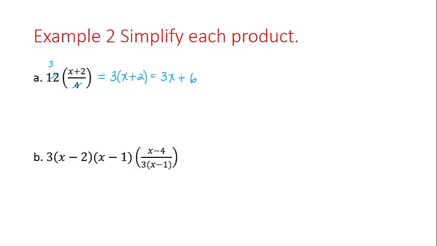If we have 3 times x minus 2 times x minus 1 times the rational expression x minus 4 divided by 3 times x minus 1, we divide out the common factors of 3 and x minus 1, leaving x minus 2 times x minus 4. Multiplying those gives us x squared minus 4x minus 2x plus 8, or x squared minus 6x plus 8.